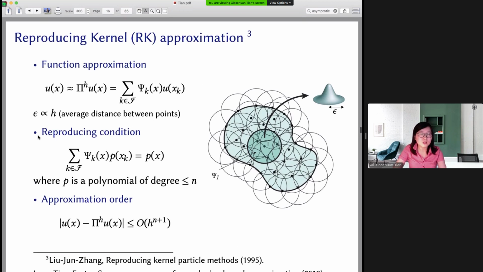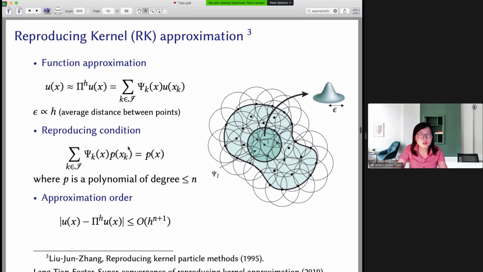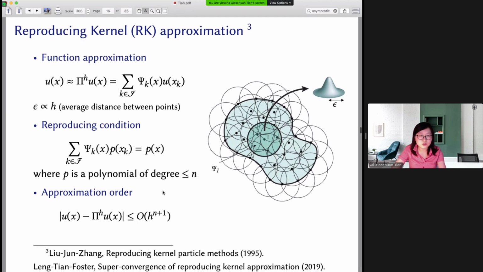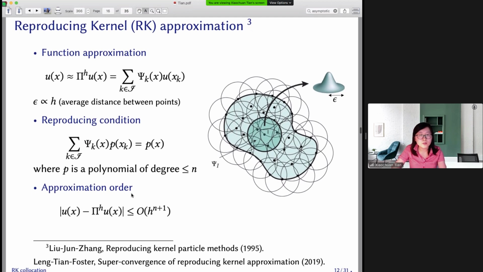Then there's an important concept called the reproducing condition, which will give you whatever order of approximation you want. This reproducing condition means that if you have a polynomial of degree up to n, you want this approximation to be exact. Now, if this reproducing condition holds, then you can prove the approximation order, something like h^(n+1), and that is, in general, this order. But there is some super convergence of this method for special cases, but in general, it's this one.